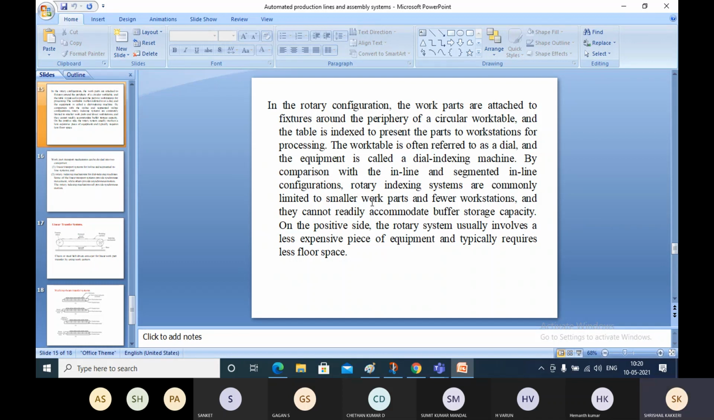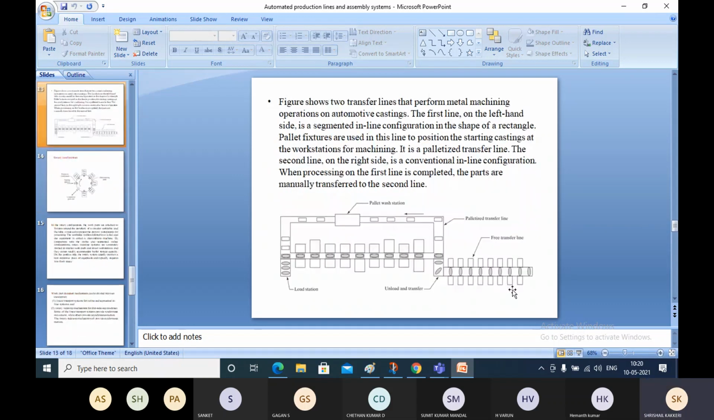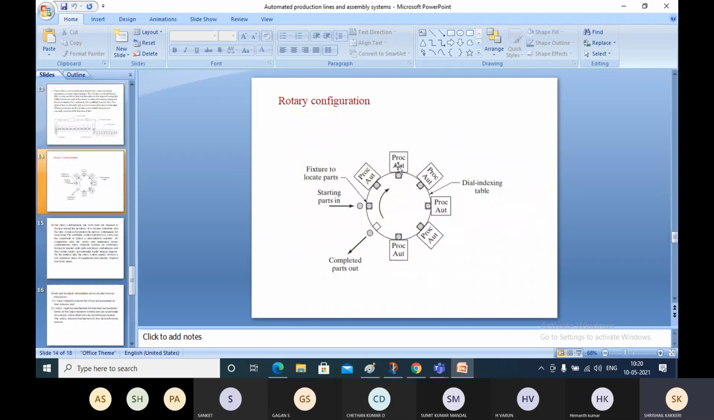And the table is indexed to present the parts to the workstation for processing. That means the indexed table is rotated only segmentally, not continuously, once until the work part is completed at a particular location. Here, for example, you can see that there are 1, 2, 3, 4, 5, 6.